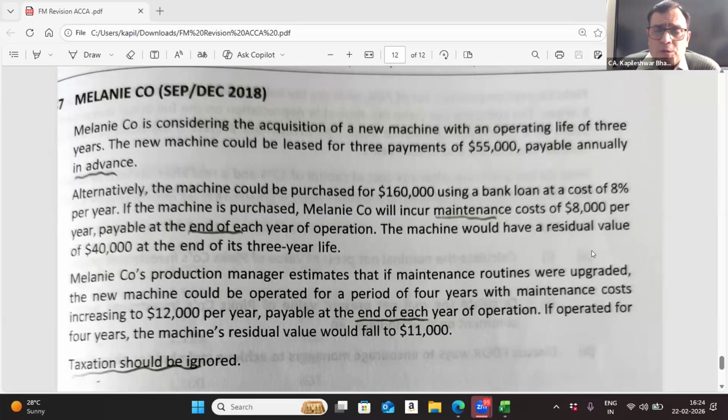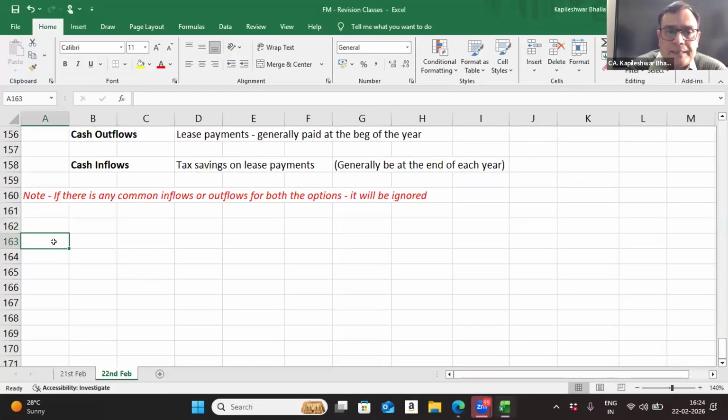Now, I think in this particular question, he did not make a mention that if you lease a machine, you're going to incur any maintenance costs. So I think in this case, it is logical to presume that maintenance cost will be incurred only if you purchase the machine. It will not be incurred if you are going to lease the machine. So in this particular case, we will definitely consider the maintenance cost in the purchase option, but not in the lease option. Okay, so let's organize the data.